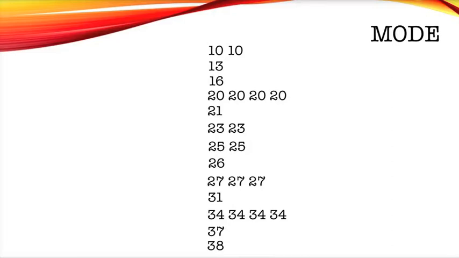Now, by looking at this chart, it is easier to see that 20 and 34 are the values that occur most frequently. There were 4 teams that scored 20 points and 4 teams that scored 34 points. Therefore, there are 2 modes, 20 and 34, which makes this dataset bimodal.